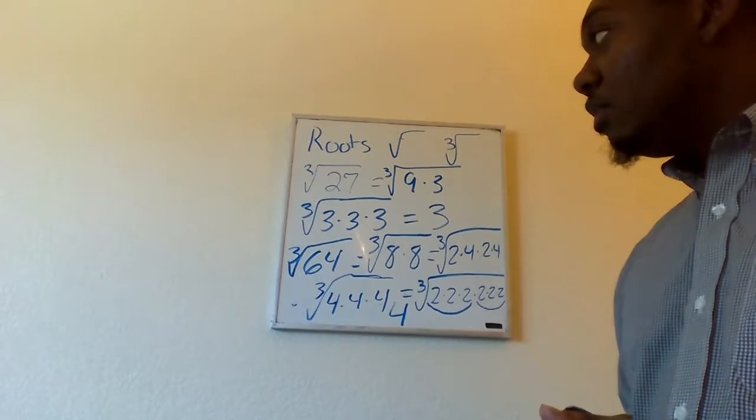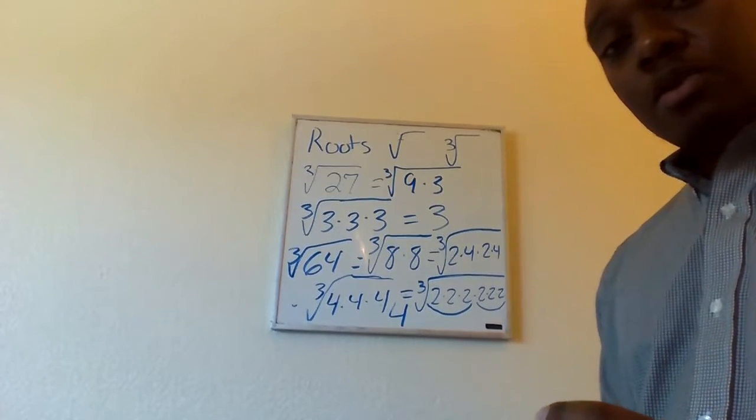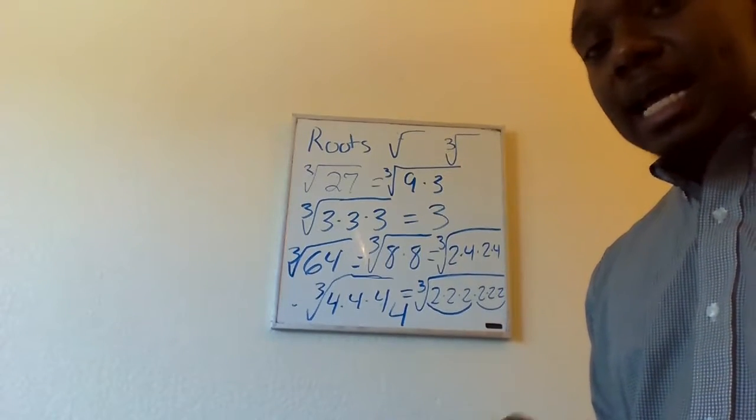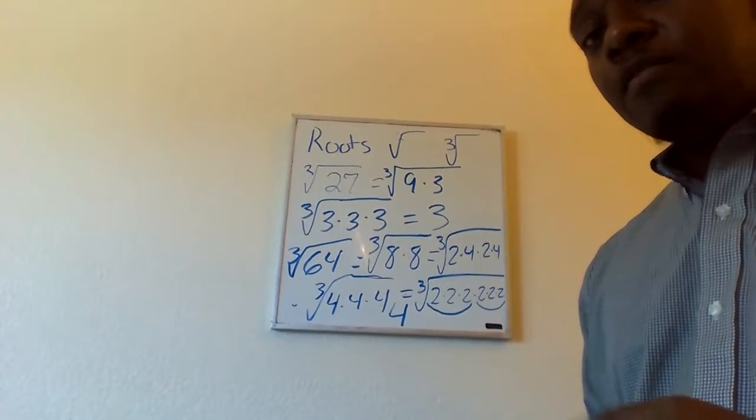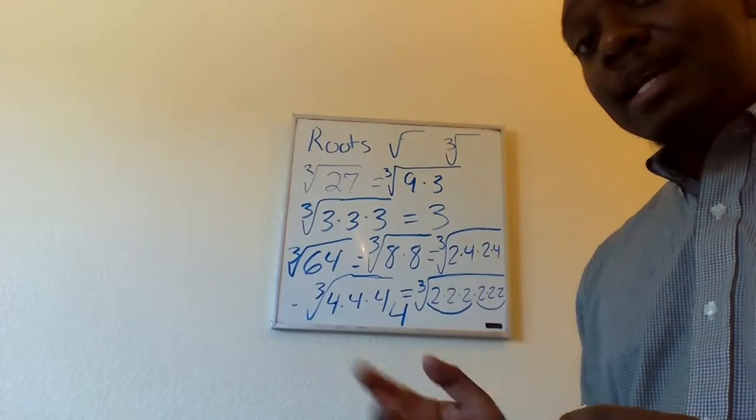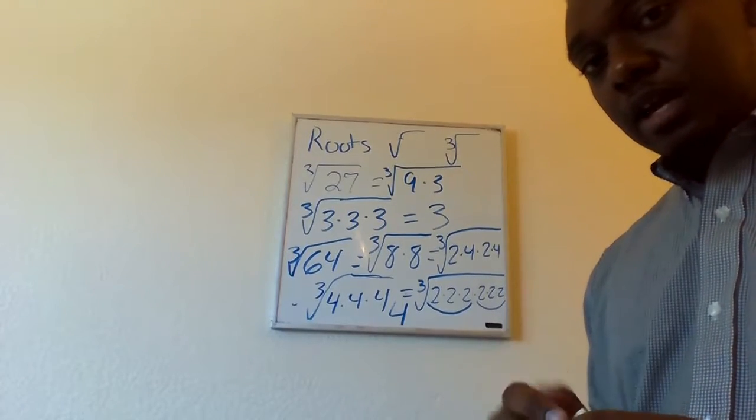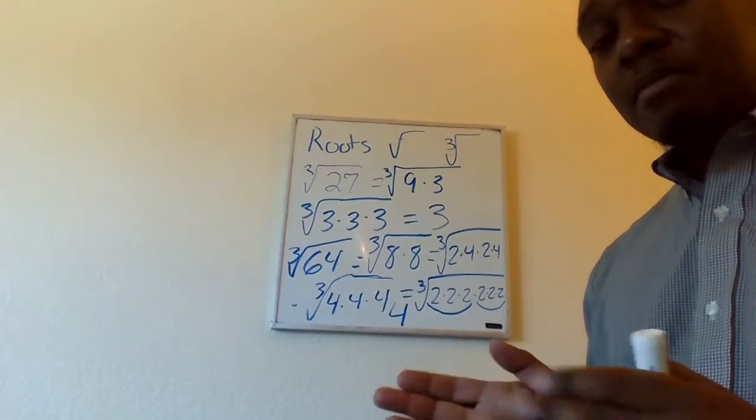For example, if I was going to do the square root of 5, I can't actually take the square root of 5, but I know the square root of 4 is 2 and the square root of 9 is 3. So the square root of 5 must be some number between 2 and 3.